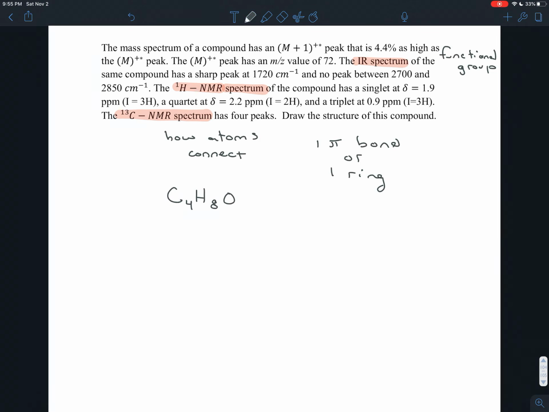Okay, next the IR spectrum. It says that the IR spectrum of the same compound has a sharp peak at 1720. That's a sign that we have a carbonyl. And it says they have no peak between 2700 and 2850. That means that there is no bond from a carbonyl carbon to a hydrogen. It's not there, because that bond absorbs between 2700 and 2850. If there's no peak between 2700 and 2850, there must not be that bond. In other words, the IR data tells us that we have a ketone.